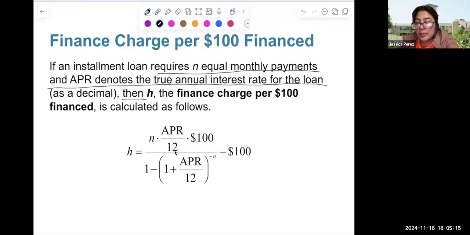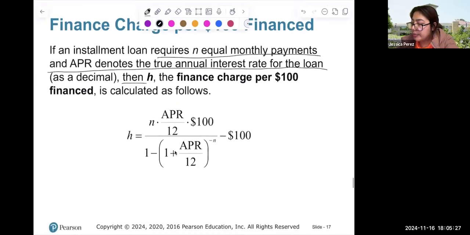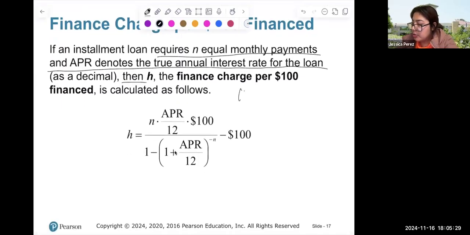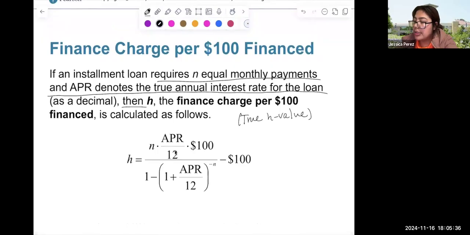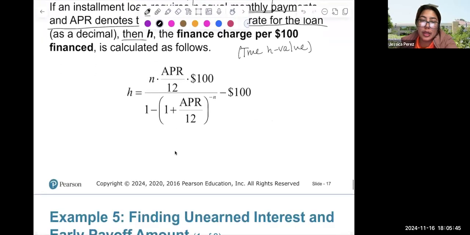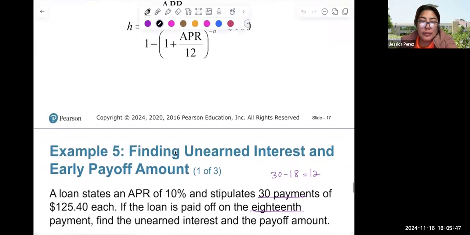So we're going to look at this formula, which is H is equal to N times the APR over 12 times 100, all over 1 minus 1 plus the APR over 12 to the negative N, minus 100. So this would be the true H value, the finance charge per $100. So this is if the installment loan requires equal monthly payments. So it depends on what question they're asking you. So we're going to do an example.